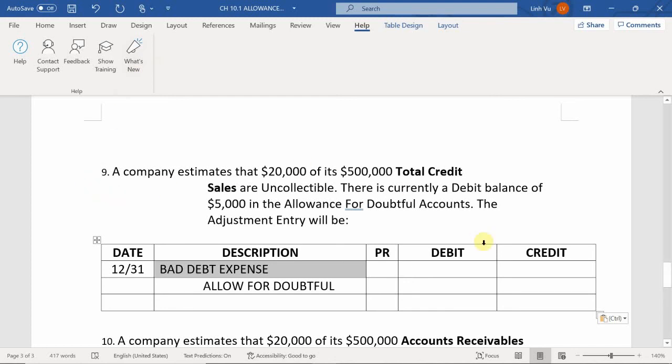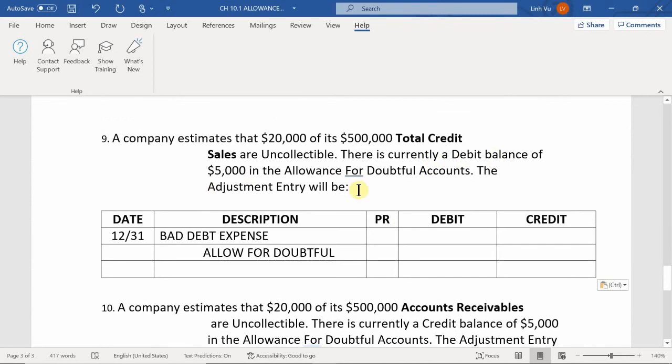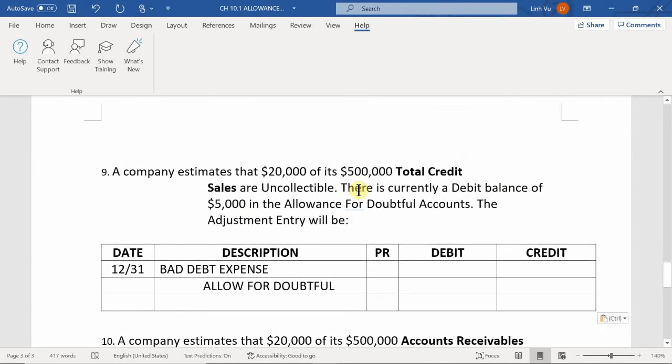Okay. This time there's a debit balance, where the previous one was a credit balance. So this one's a debit balance of $5,000 in the allowance for doubtful accounts. But do we care? Does the allowance for doubtful accounts appear on the income statement? No. Then you don't care. So what number do I actually care about in this case? It's still the 20,000. It's not that tricky, because the only difference here is one of them is accounts receivable, the other one is total credit sales.